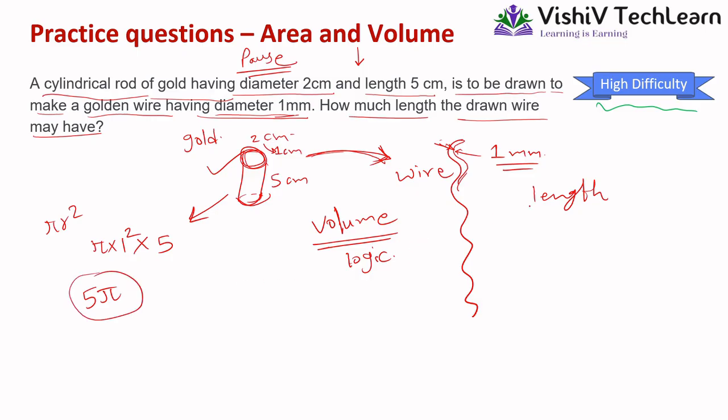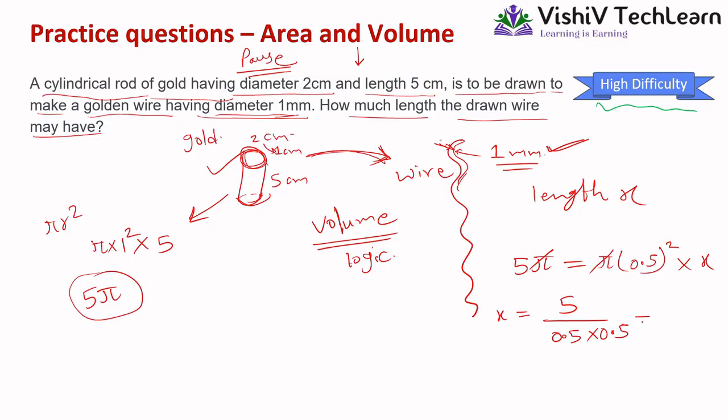Now the same volume should be for this wire, which is having this length. Length as x we can consider, and this diameter is 1 mm. So when we are converting it, volume 5 pi is equal to the same volume, and the volume of this wire will be the cross section, which is pi r square again, but this time r is 0.5. So pi times 0.5 square, multiplied by length x. Now let's solve it. x is equal to, pi we can cancel, 5 divided by 0.5 and again 0.5.